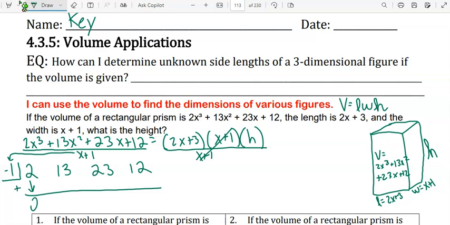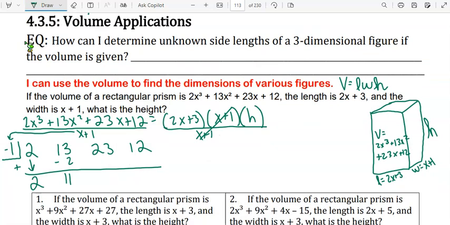Bring down the 2. 2 times the number in the box is -2. 13 minus 2 is 11. 11 times -1 is -11. We get 12. And then 12 times -1 is -12. It gives you a remainder of 0. That's what we want, so that we can say that it's a factor of this.